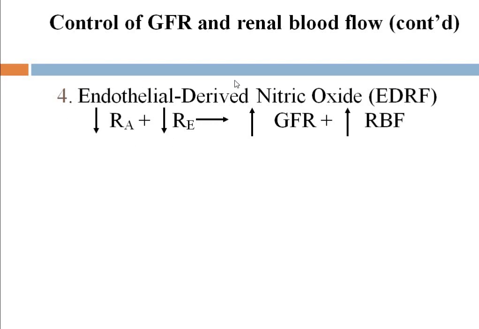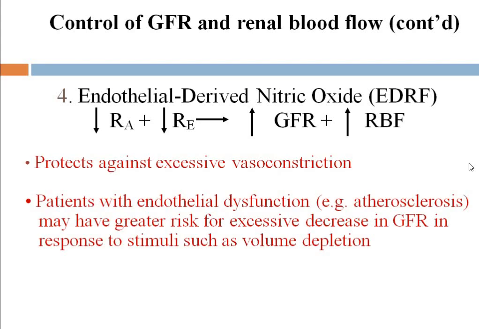Okay, so since this is a relaxing factor, it is decreasing the resistance of the afferent arteriole and decreasing the resistance of the efferent arteriole, and when resistance is decreased, that means they are dilated. They are dilated, there is more blood flow, there is more GFR. Okay, so this is also one of the factors. It protects against excessive vasoconstriction. So in patients where there is endothelial dysfunction, as happens in atherosclerosis also, they may have a greater risk for excessive decrease in GFR in response to stimuli such as volume depletion.